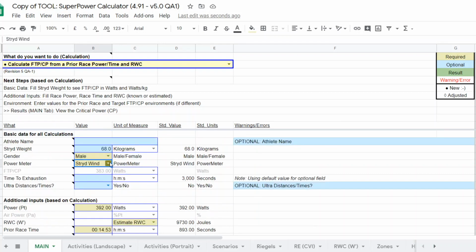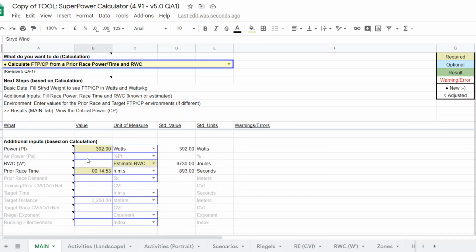So this is an important element, is to toggle which kind of pod that you have, and also male or female, because that affects your reserve work capacity as well. So we want those two elements. And then the power and duration of the race. Now, this was a 5K or 5,000 meter race run by a pretty good runner. He ran 14:53, averaged 392 watts.